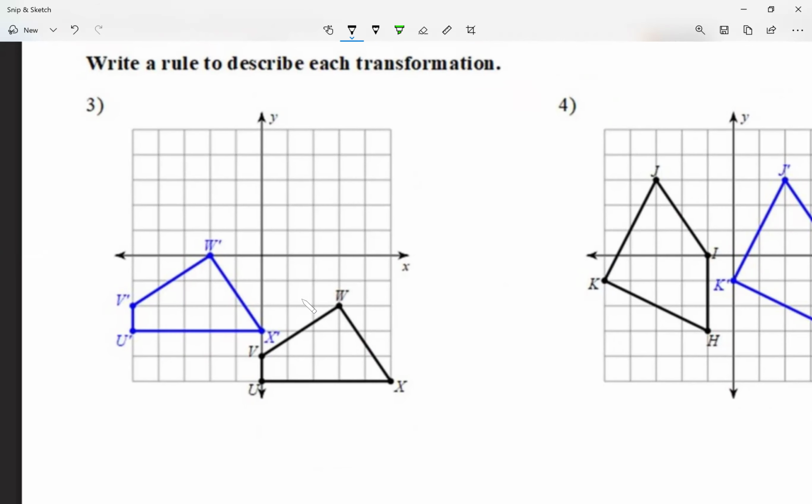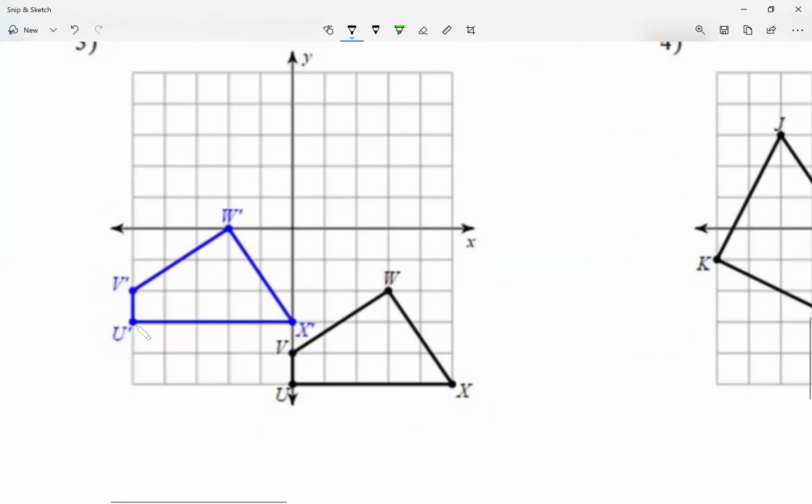Okay, so looking at this one. Here, it seems like I moved the picture. Now, I know I can see black and blue. I can see the difference. And I know the original picture, in this case, the black picture, I see the original because all my letters are just regular letters. There's V, W, U, and X, regular letters. On the blue picture, I notice that all my letters have the little apostrophe. V prime, W prime, X prime, U prime. So that little apostrophe, you see the apostrophe in each of the letters? I know that's the second picture.